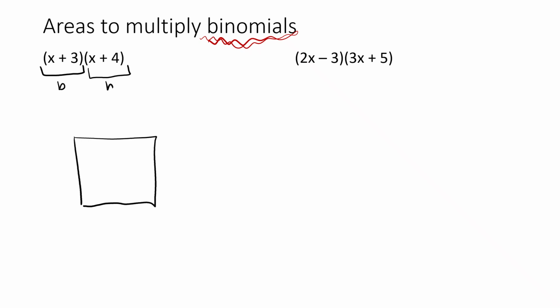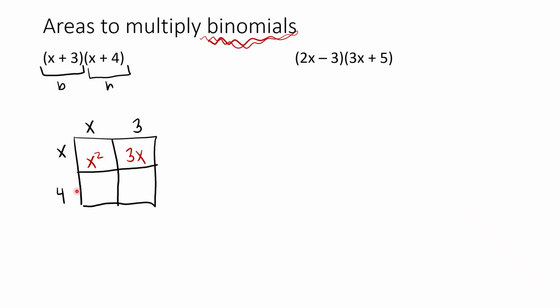For my base, I'm going to have x plus 3, and we'll split that into the x plus 3. And for my height, I'm going to have x plus 4. Now what we do is we find each individual area. This top rectangle happens to be a square, so it's x by x. So x times x gives me x squared. This rectangle here has a base of 3 and a height of x. You kind of have to look out here to find the height. And so the area would be base times height, or 3 times x, or 3x.